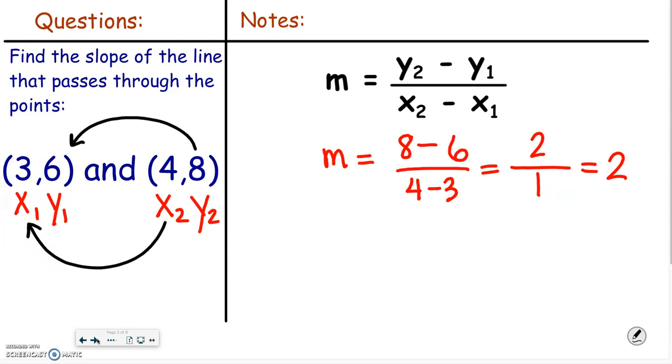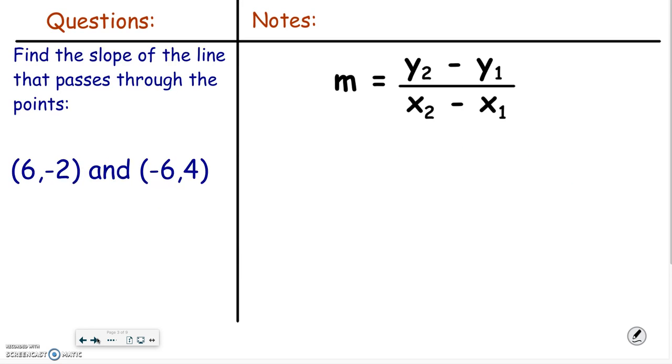So we don't have to graph the ordered pairs and count the slope. If you're looking at a graph of a line, it's easy to count rise over run. But if you're given 2 ordered pairs, it's a lot easier to plug it in the formula than it is to draw the graph and count the slope.